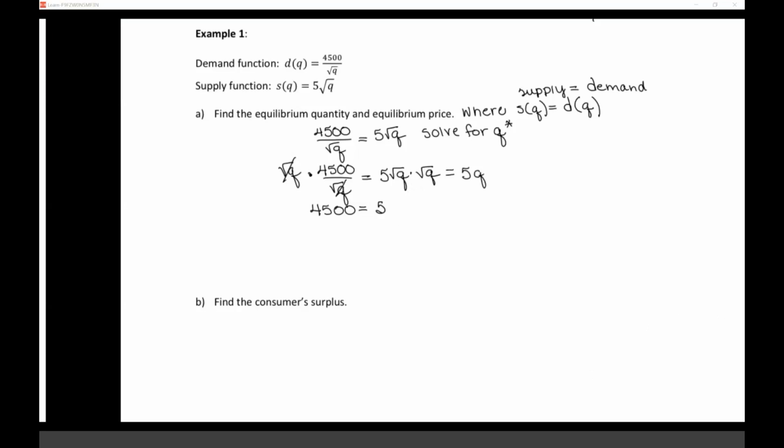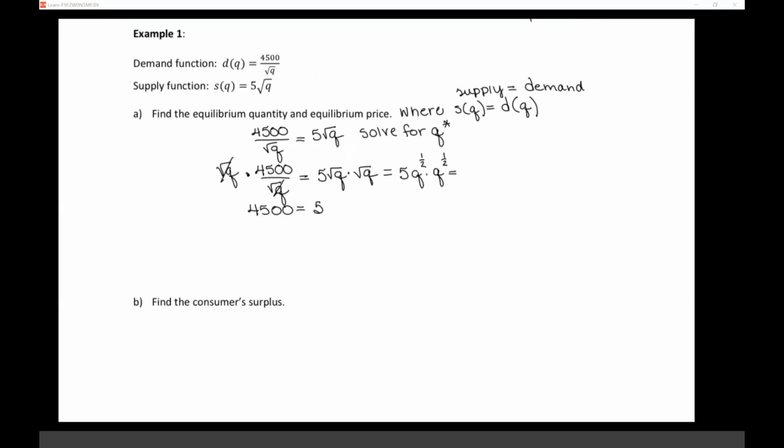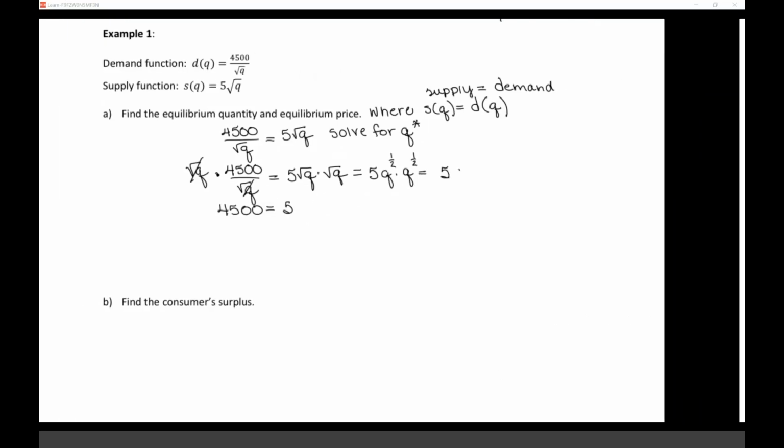All right. So this is like 5 times q to the 1/2 times q to the 1/2, because square root is the 1/2 power. So that's 5 times q to the 1/2 plus 1/2, which is 5 times q to the first. Again, if you take a square root and you multiply it by itself, you're essentially squaring the square root. So the squaring and the square root undo each other, or you can look at adding the exponents like this, and you're just going to get 5q.